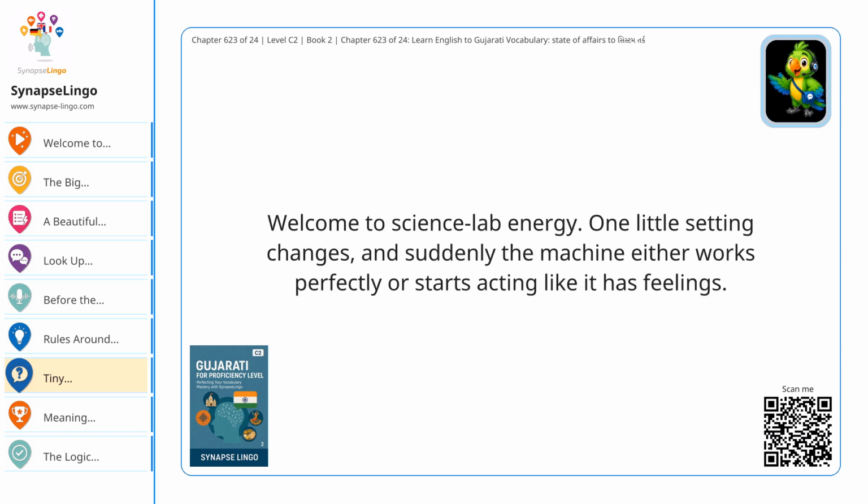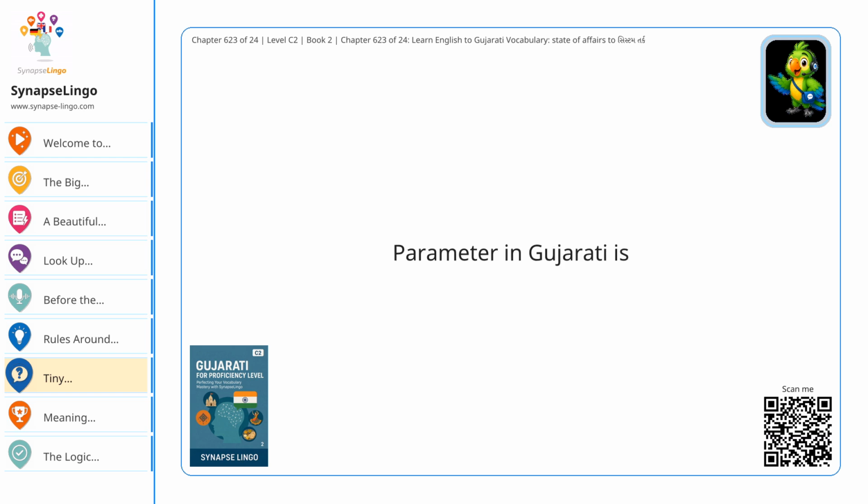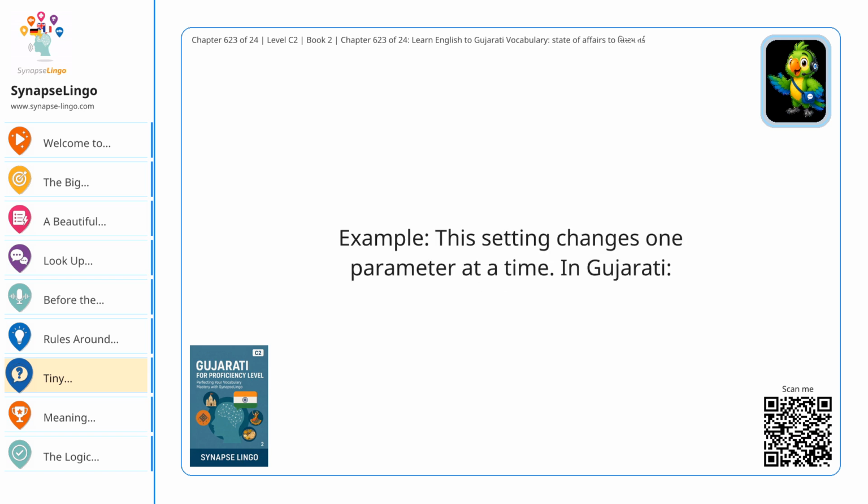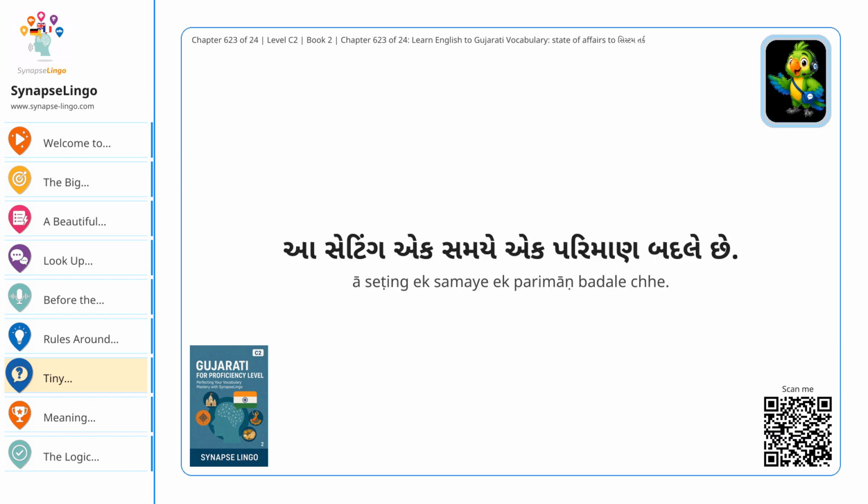One little setting changes, and suddenly the machine either works perfectly or starts acting like it has feelings. Parameter in Gujarati is પરિમાણ. Say it clearly. પરિમાણ. Example. This setting changes one parameter at a time. In Gujarati. આ સેટિંગ એક સમયે એક પરિમાણ બદલે છે.